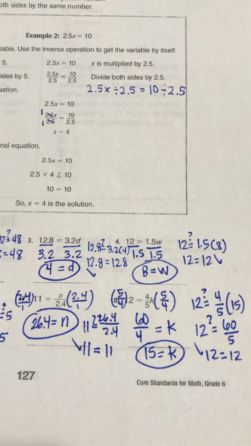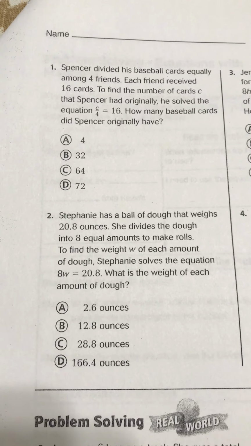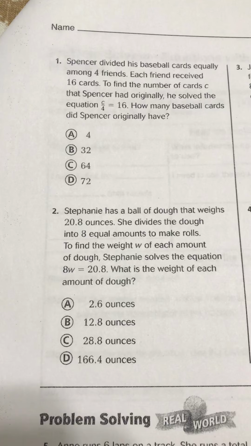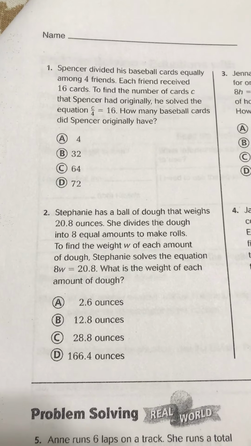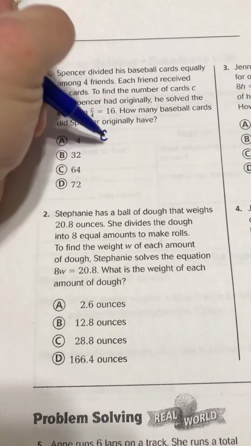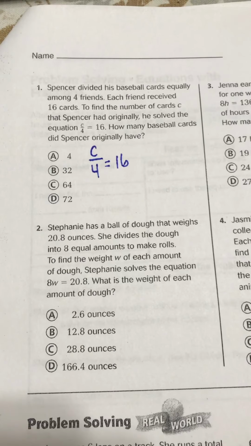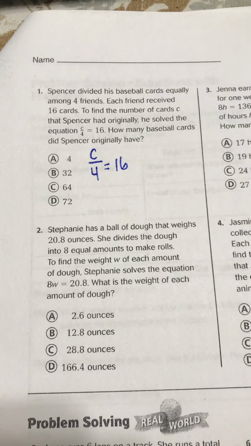Let's try the back of the page. Okay, number 1, let's read it together. Spencer divided his baseball cards equally among 4 friends. Each friend received 16 cards. To find the number of cards C that Spencer had originally, he solved the equation C divided by 4 equals 16. I'm rewriting that because I know I will need it. How many baseball cards did Spencer originally have?